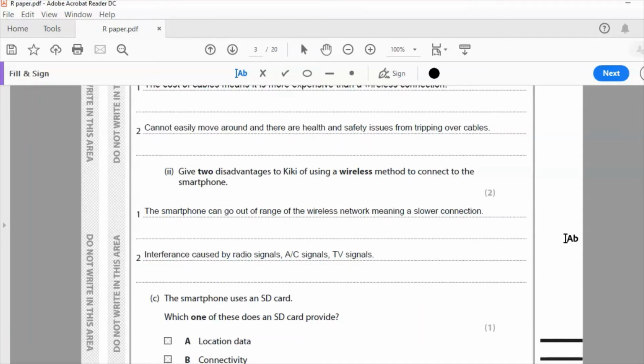So for my answer, I put the smartphone can go out of range of a wireless network, meaning a slower connection. Number 2, interference caused by radio signals, air conditioning signals, TV signals, etc. They all make the connection slower. You could also have, it's less secure. It does increase demand on the battery life as well.